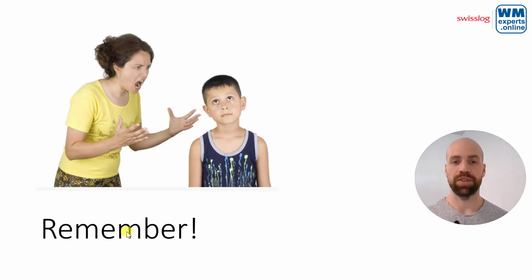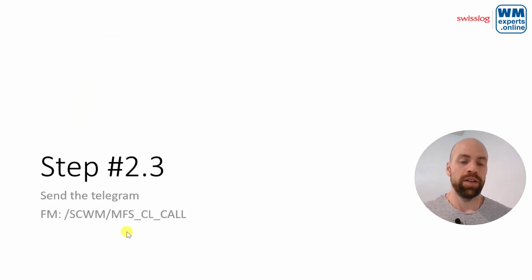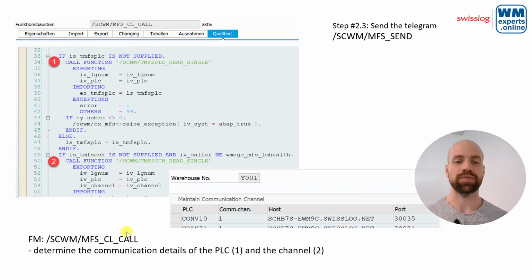Remember our protocol. Last step. Finally we are there, finally we can send the telegram. So it is stored in the buffer table, and now we want to trigger the communication so that actually data flows via our network between the application server of EWM and the server where the subsystem is actually running its logic. This is happening in function module MFS CL call, which is called from MFS send. We are still here in our MVP.